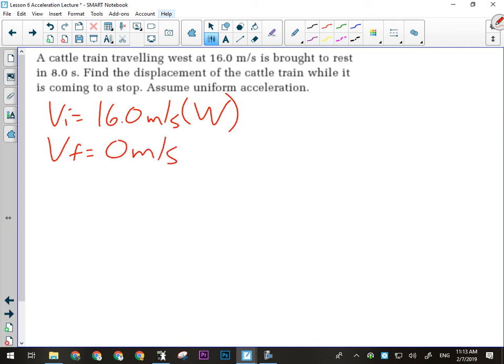We want to find the displacement, so we're looking for D, of the cattle train while coming to a stop. That takes 8 seconds. Assume uniform acceleration. Now we said there was only one formula where we had to have uniform acceleration for it to work. Now they also don't give me acceleration in this problem, do they? They give me the two speeds and they give me the time and they want me to find the distance. And they go out of their way to tell me it's uniform. So which formula am I looking at here?